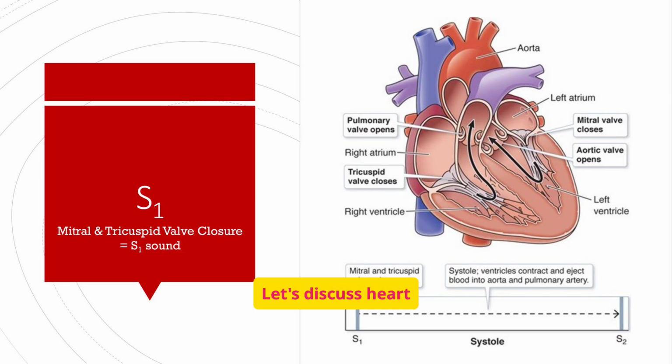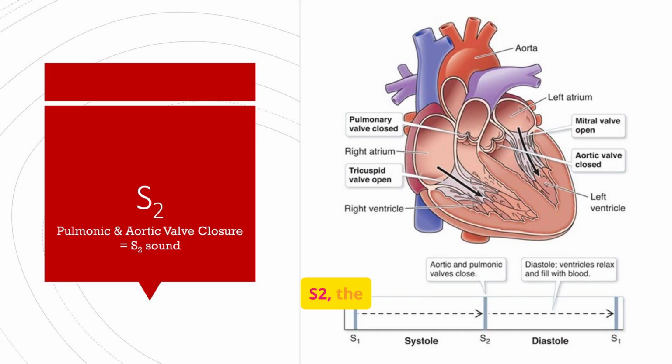Let's discuss heart sounds. S1, the first heart sound, is produced by the closure of the mitral and tricuspid valves. This marks the beginning of systole, when the ventricles contract and eject blood. S2, the second heart sound, is caused by the closure of the pulmonic and aortic valves. This signals the end of systole and the beginning of diastole, when the ventricles relax and fill with blood.